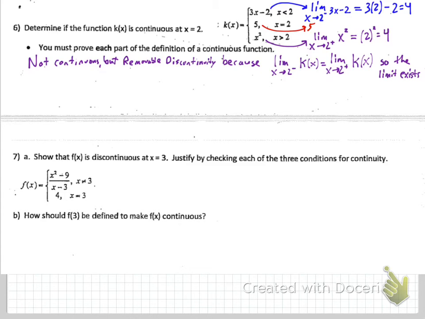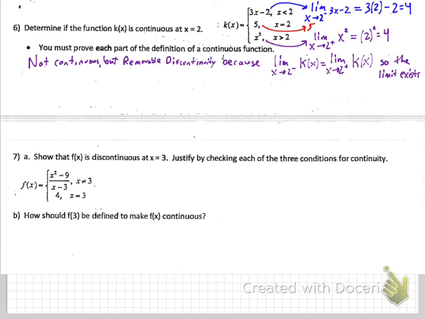For number 7, we need to show that it is discontinuous at x equals 3, and we're going to justify it by checking each of the 3 conditions for continuity. I'm going to write down all 3 parts of the definition, and you need to have these 3 parts memorized. So I would recommend using flashcards for the 3 parts and studying that until you can recite them.